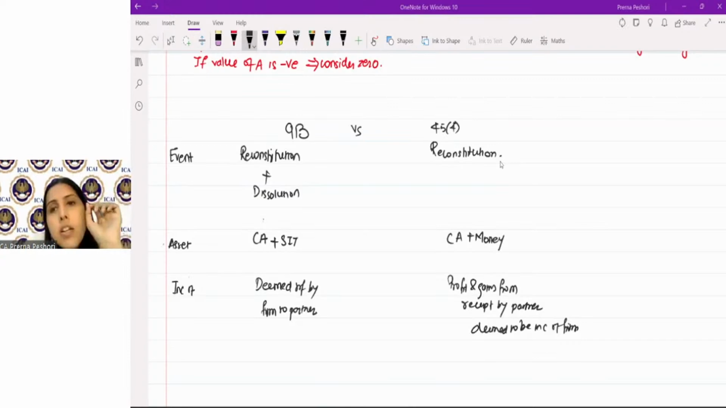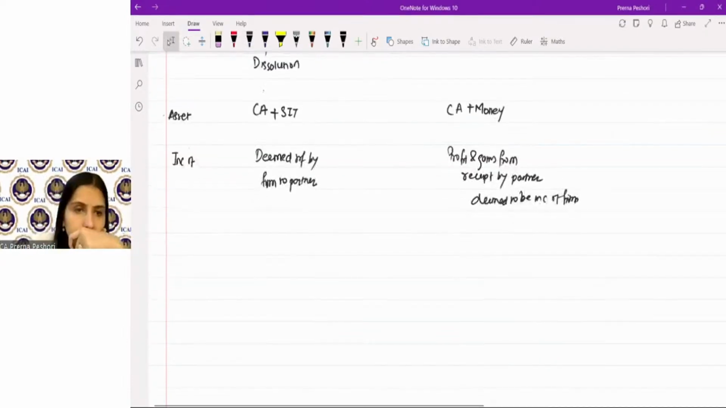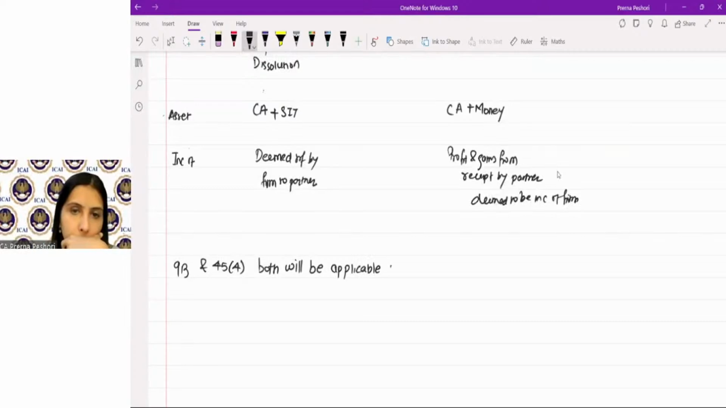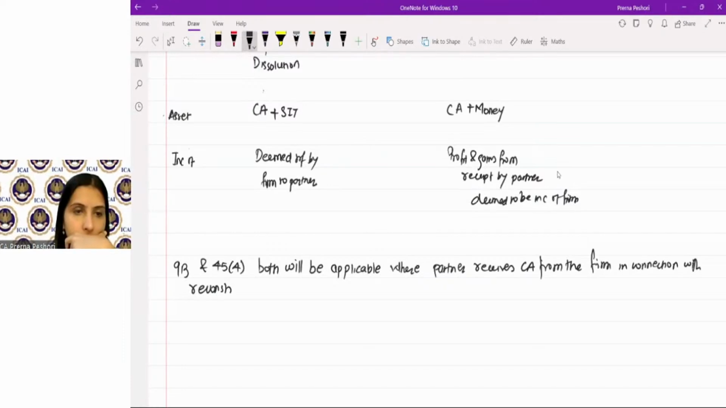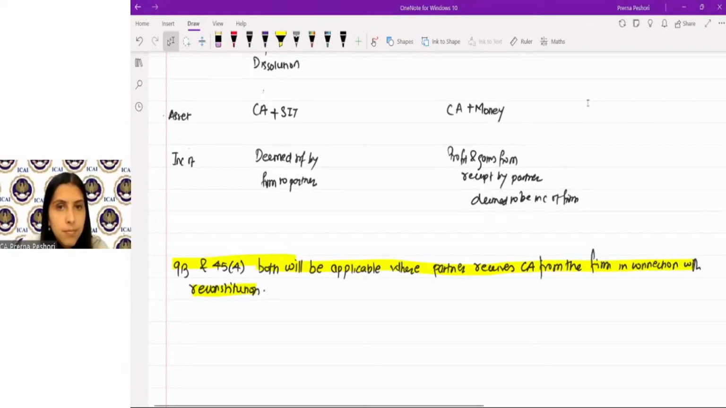Any doubt? So if there is reconstitution and if the partner receives capital asset, then 45(4) and 9B both will apply. So 9B and 45(4) both will be applicable where the partner receives capital asset from the firm in connection with the reconstitution. Clear? Okay. Any doubt? Okay.